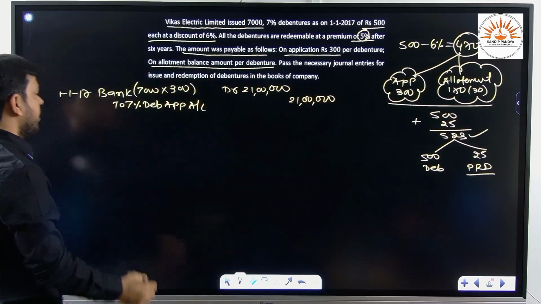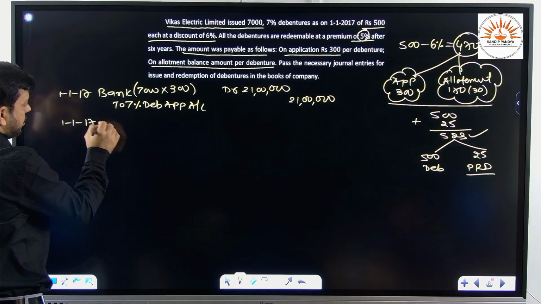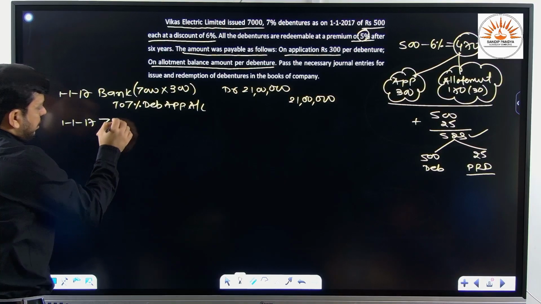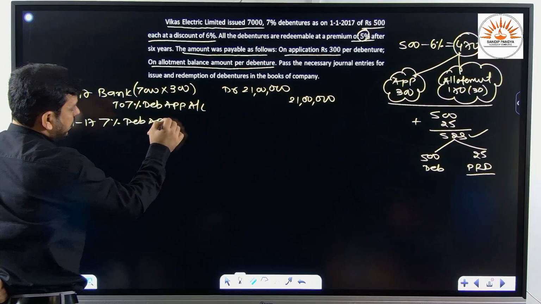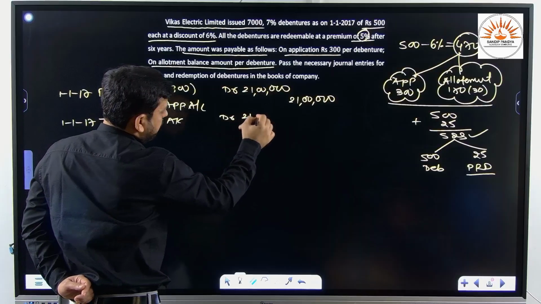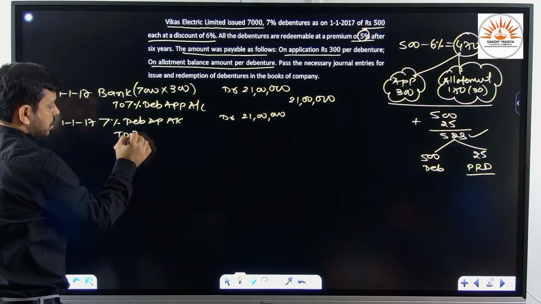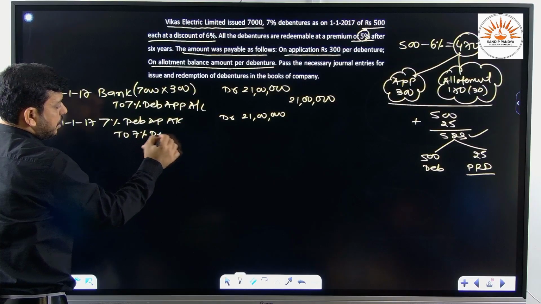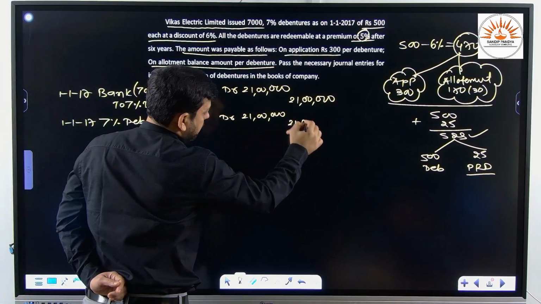Is it clear? Now on the same date, 1/1/2017, we shall debit 7% debenture application account, that is 21 lakhs, to 7% debenture account, that is 21 lakhs.